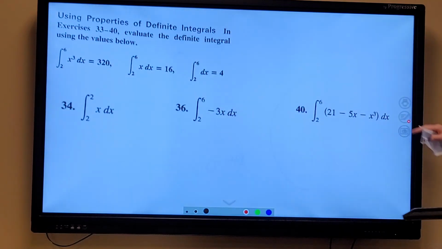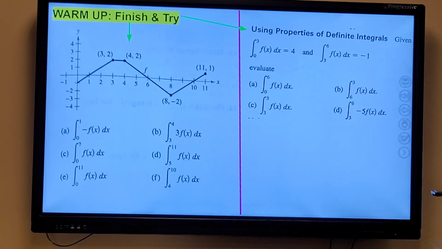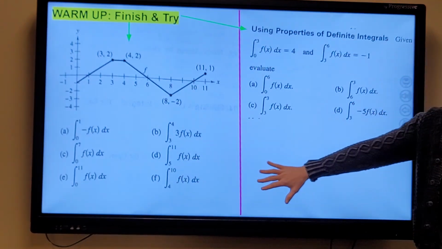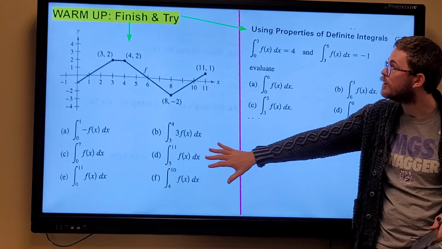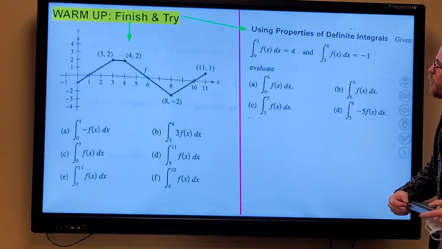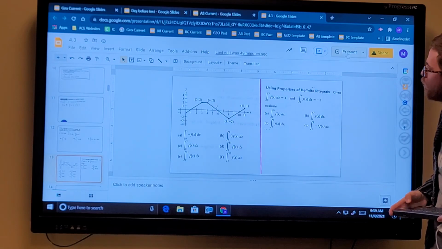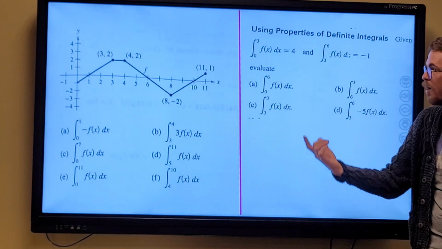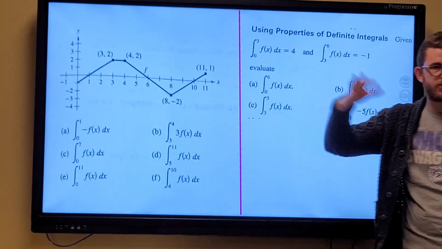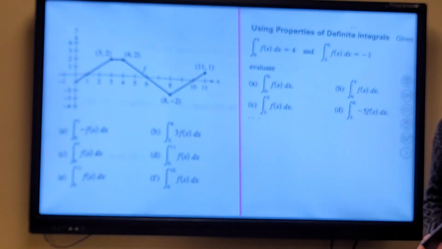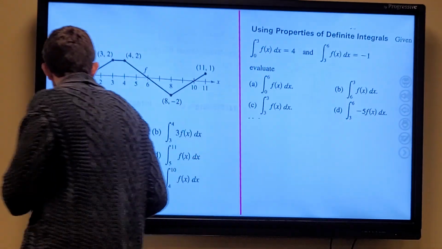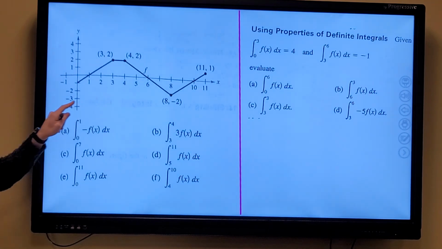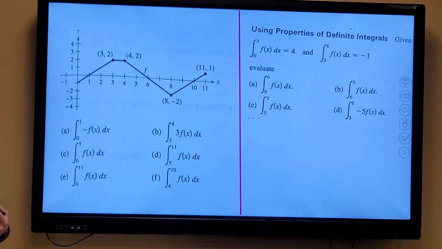Finally, I'd like you to take a look at these two right here. This one is potentially going to take you the rest of the period, and that's fine. Whatever we don't finish today, we will finish as our warm-up tomorrow. It's not the end of the world. But we are looking at these integrals, and we can calculate the definite integral with our geometric shapes right here.